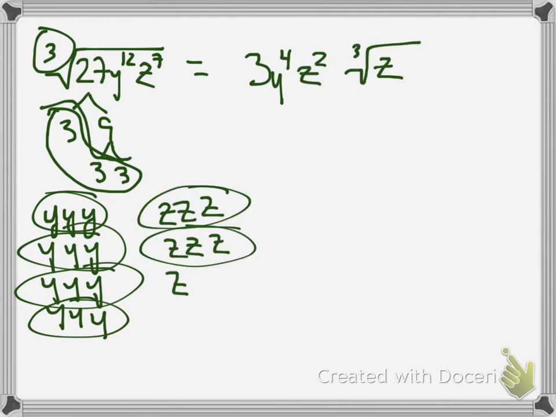Z7, I have 7 z's. Whoops. And then you can see here, I organized them by 2 sets of 3's. So that would be z squared, but I have 1 z left over, and that would stay under the radical symbol. So my final answer is 3y to the 4th z squared times the cube root of z. It's like, why so many letters? Because I can.